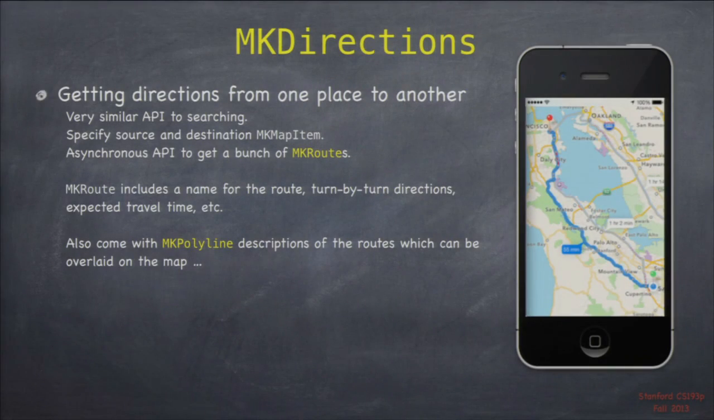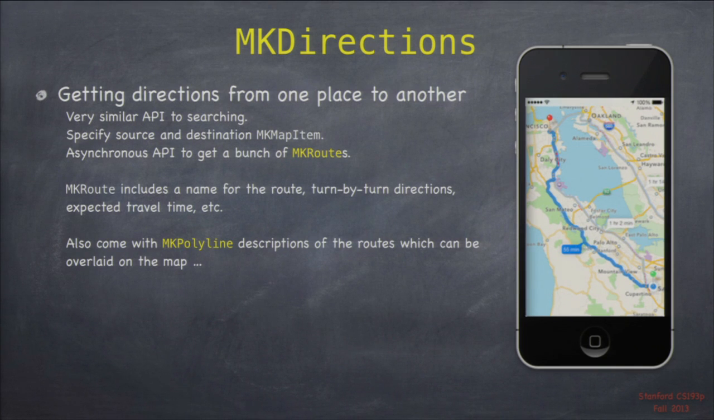There's also a way to get directions from one place to another. So you just create this MKDirections thing. You're going to specify an MKMapItem at the beginning, at the end, and it's going to, again, go asynchronously over the network and give you back a list of possible routes that you can take. And these routes are going to come back with text descriptions, you know, take Highway 101 for this much of whatever. And also they're going to come back with MKPolylines.